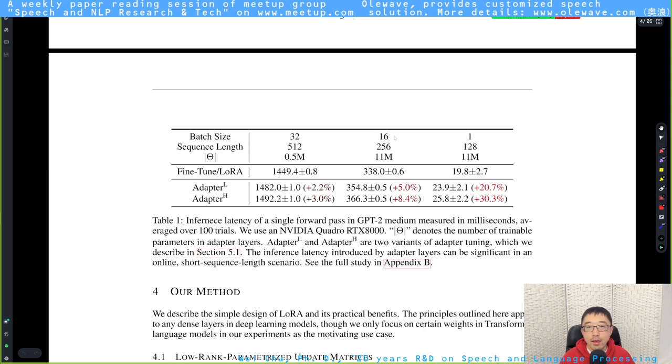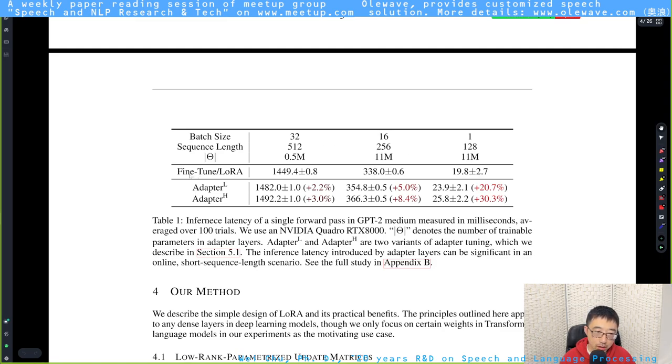But when your batch size becomes smaller, like in inference, because your model is so big, you can only afford to run with a batch size of just one, sometimes. And your sequence length, suppose it's not long enough, and suppose you have adapted lots of layers, so your theta becomes large. Then you can see that the relative increase in time is huge. It can be 20% to 30%.